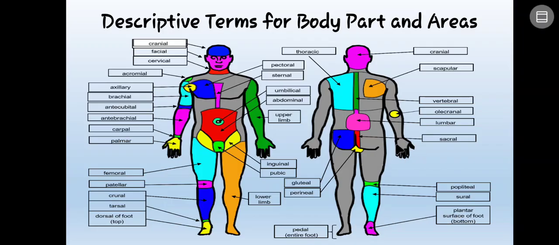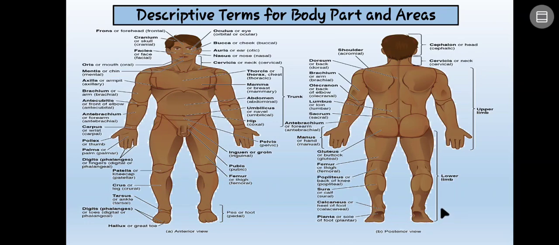Here is palmar. The hand is palmar. The foot or the feet is the plantar region. Plantar region. Okay, so these are some descriptive terms for human body parts. Let's look at more diagrams over here.